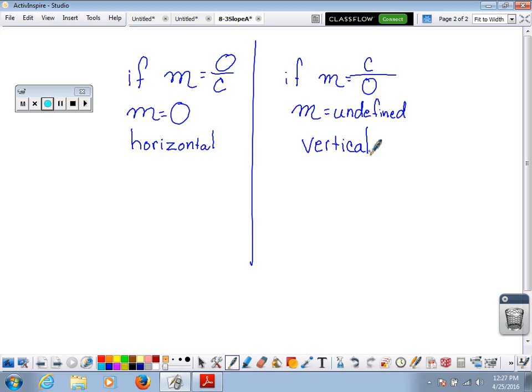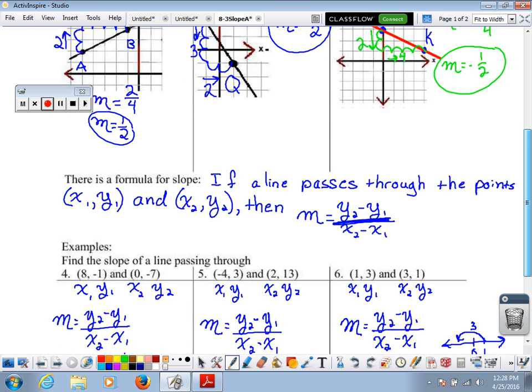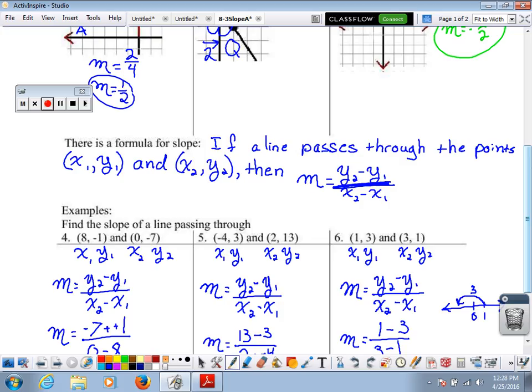Okay? So to find slope, we got two options. We can use the rise over run idea. If we have a graph, we can count how many steps up or down, and we can count how many steps from left to right, and we can divide. The other option is the formula. If we have any 2 points that the line passes through, x1, y1, x2, y2, we can use the formula m equals y2 minus y1 over x2 minus x1.